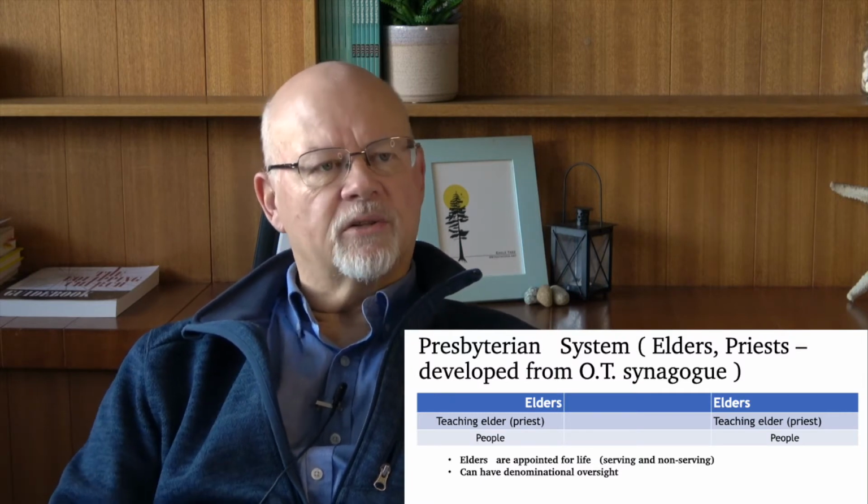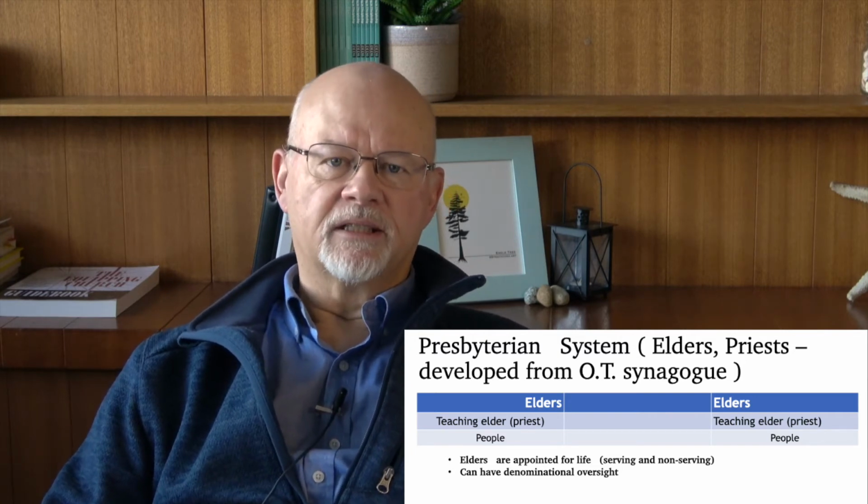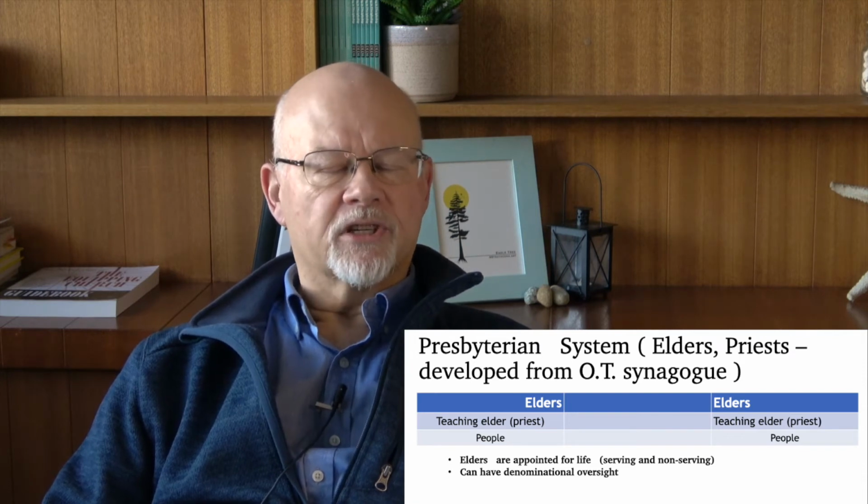The next style that we look at is that of the Presbyterian system. The Presbyterian system actually goes back to pre-Christian times. It comes out of the Jewish synagogue system. In the time of Christ, every 12 families could form a synagogue.